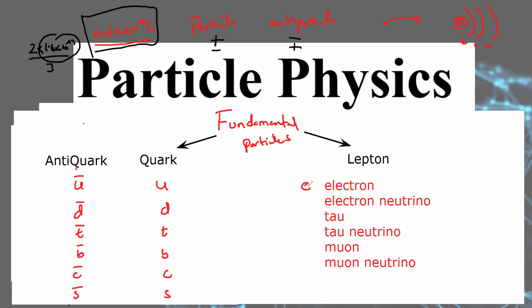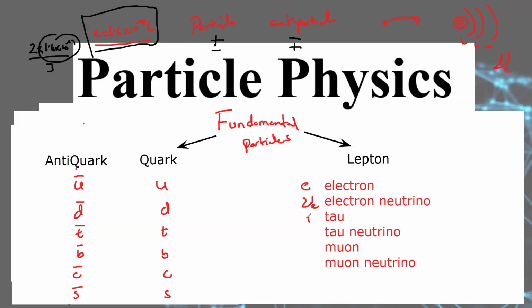Electron symbol is E and the charge of electron is also E. Electron neutrino. What is the symbol for electron neutrino? This is a Greek alphabet nu, like we normally use for frequency. So this is the symbol and we write a subscript E. So this will become electron neutrino.